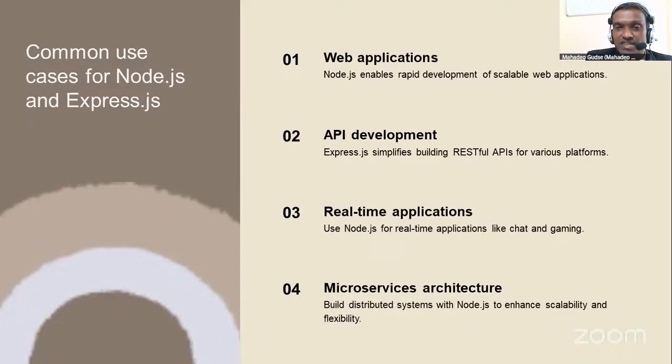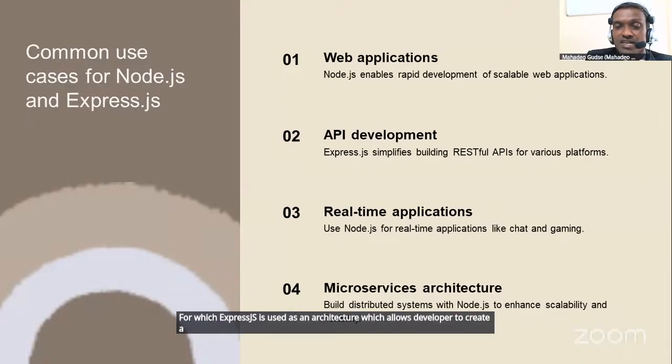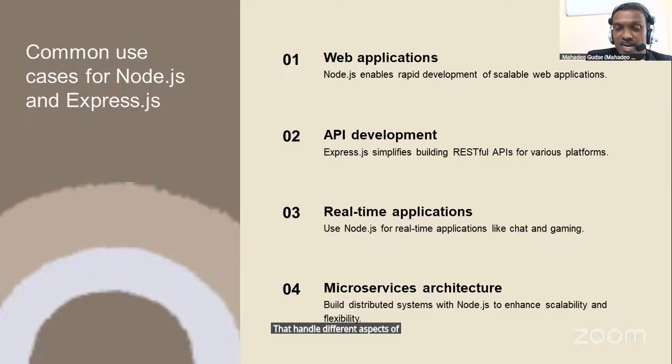Middleware based applications: building complex request pipelines, for which ExpressJS is used as an architecture which allows developers to create modular and reusable components that handle different aspects of the request and response cycle, which leads to well organized and maintainable applications.